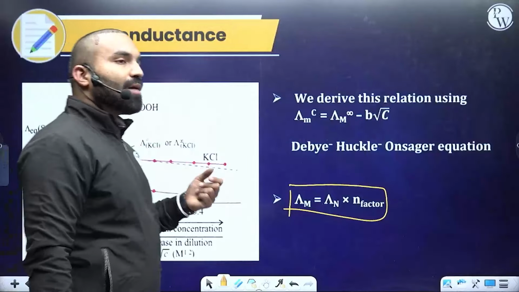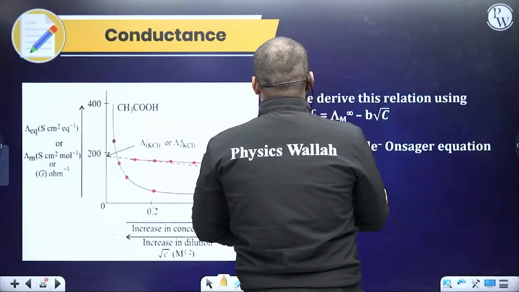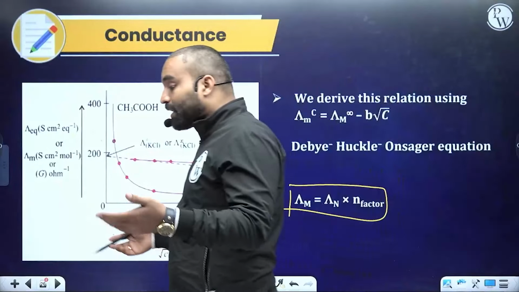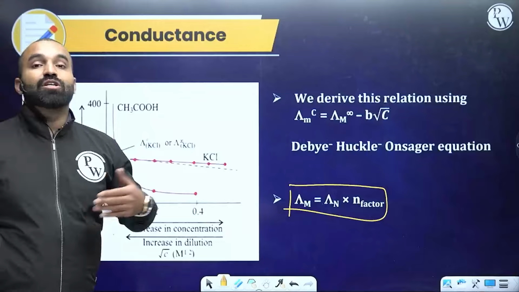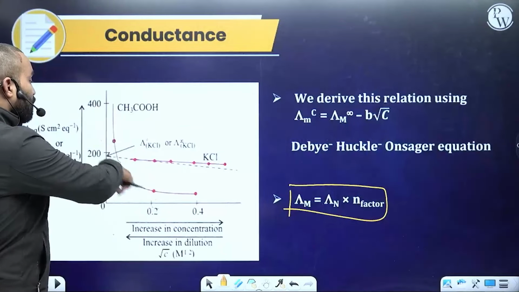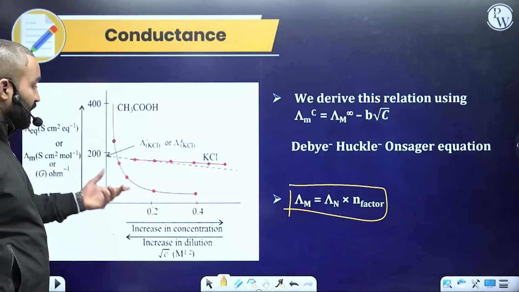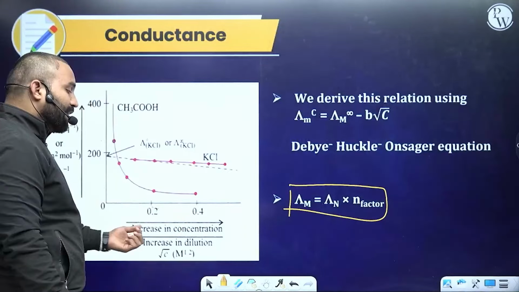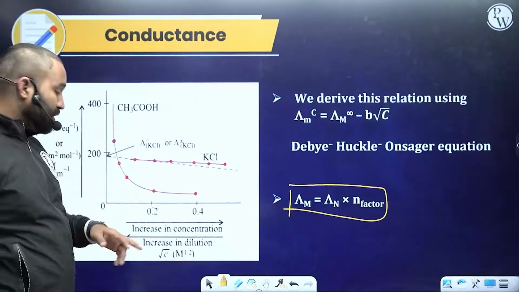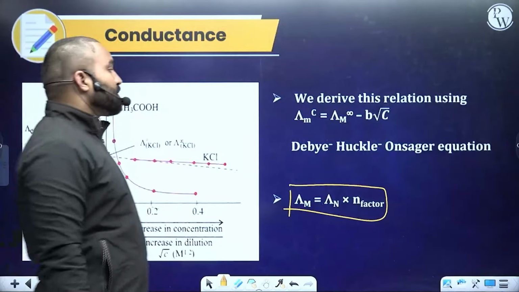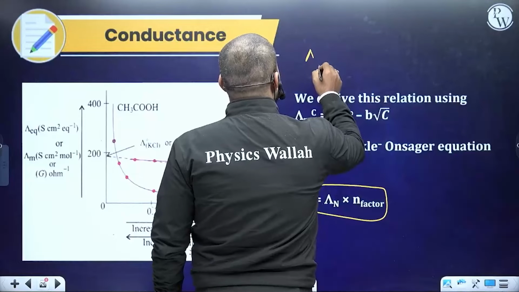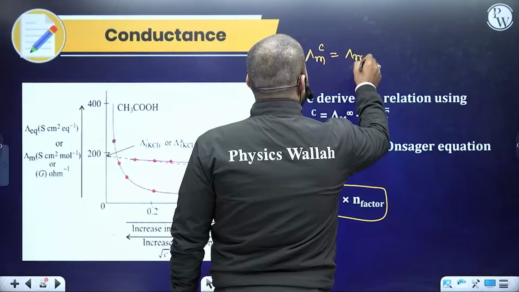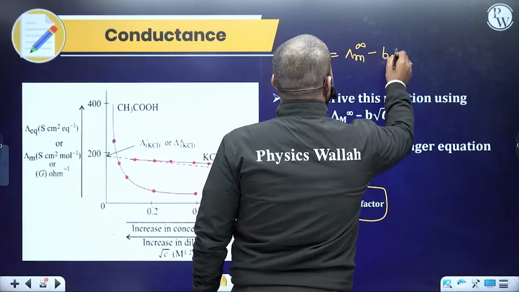Now what happens to the conduction when you dissolve at a higher dilution? How does the conduction change with concentration? Two comparisons are made in this graph. Here the concentration is increasing, and on the left-hand side the concentration is decreasing, or we can say dilution is increasing. This gives us a straight line equation: molar conduction at a particular condition is equal to limiting molar conduction minus b root c.